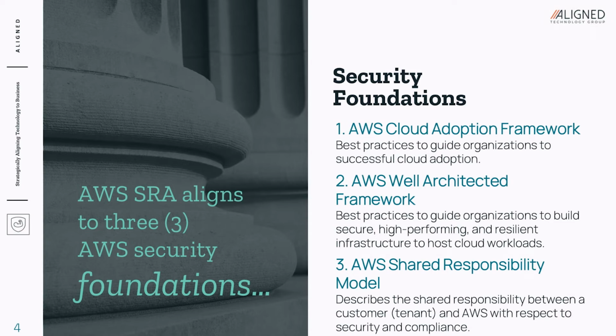So the SRA aligns with the Cloud Adoption Framework, the AWS Well-Architected Framework, and the AWS Shared Responsibility Model. The Cloud Adoption and Well-Architected Frameworks are essentially best practices that propose a set of security perspectives and design principles that we're going to cover at a high level next. The AWS Shared Responsibility Model describes the shared responsibility between a tenant, a customer, and AWS within the context of security and compliance.